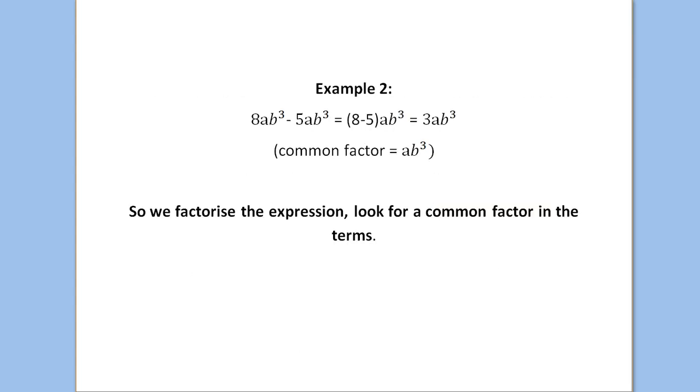Example 2, where we subtract. So we have 8ab cubed minus 5ab cubed. So here the common factor is ab cubed. So we take ab cubed out, and then for the first expression we're going to have 8. For the second expression we're going to have minus 5, all in a bracket, times ab cubed. So 8 minus 5 is 3. So the answer is 3ab cubed. So we factorize the expression, guys. We look for a common factor in the terms.